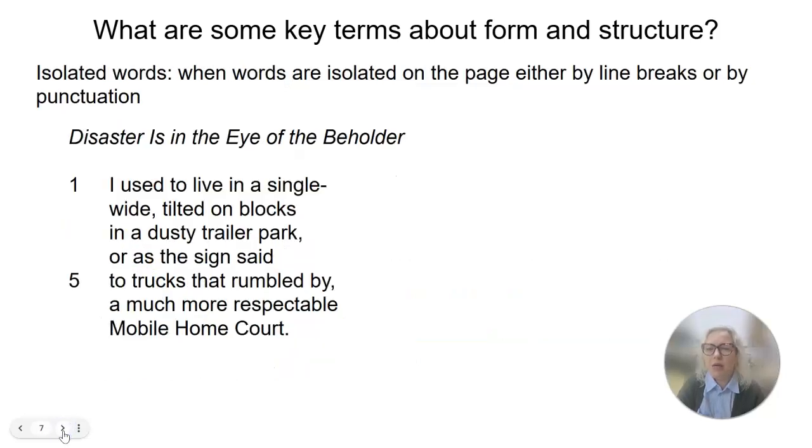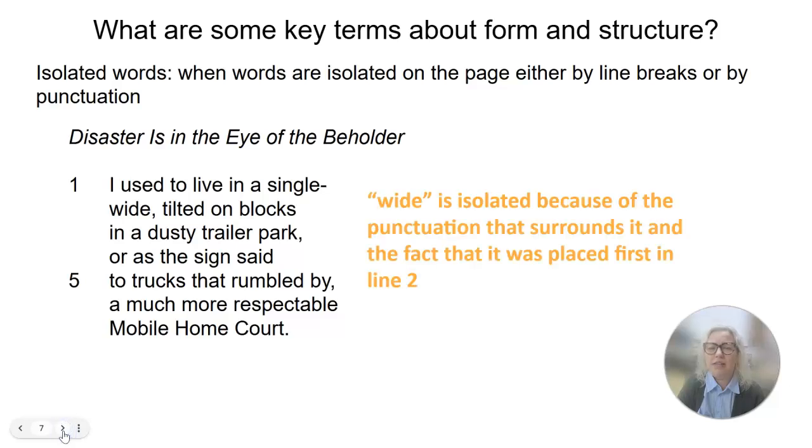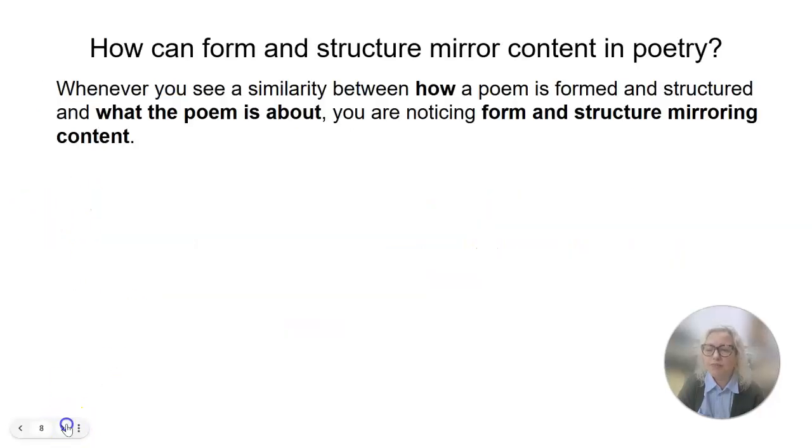All right, how about isolated words? Here's another good term to know when we're analyzing form and structure. Isolated words are isolated on the page either by line breaks or by punctuation, and sometimes by both. Here we have "wide" isolated because of the punctuation that surrounds it and the fact that it was placed first in line 2. So there's nothing before it.